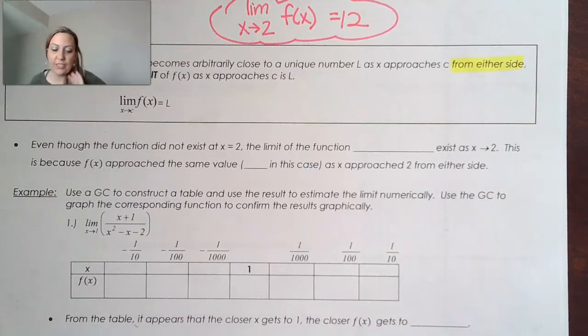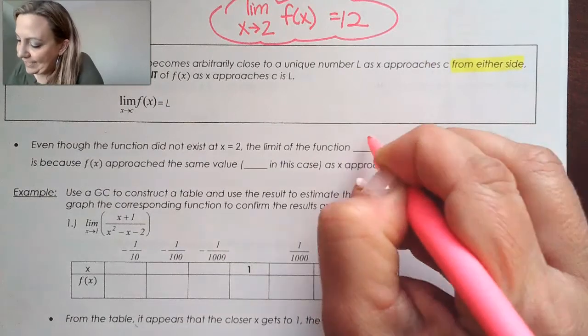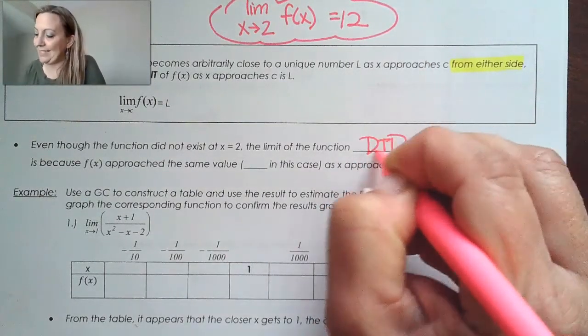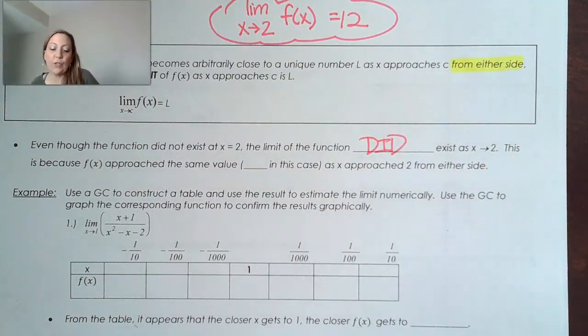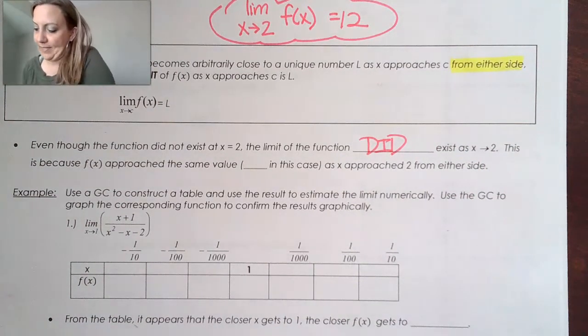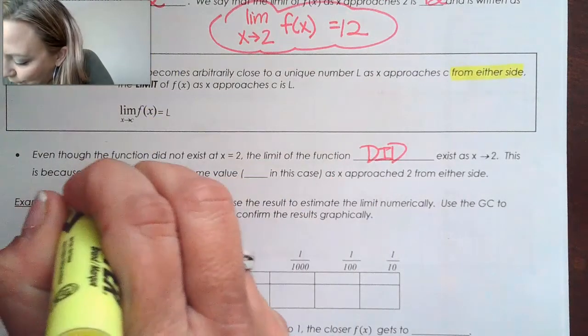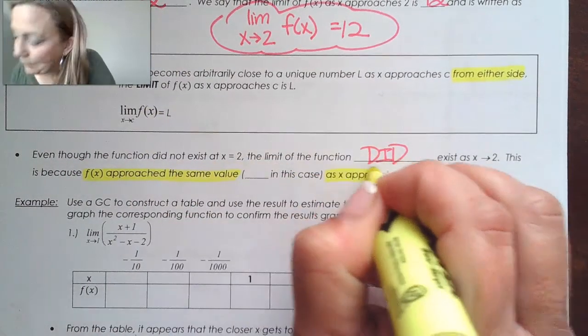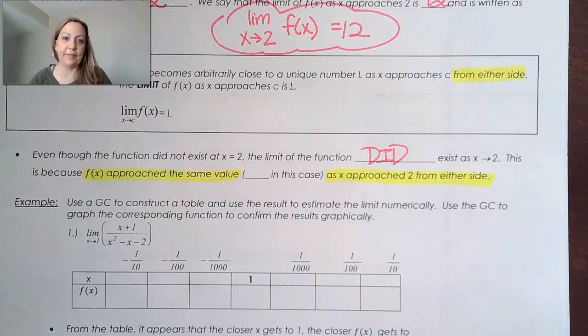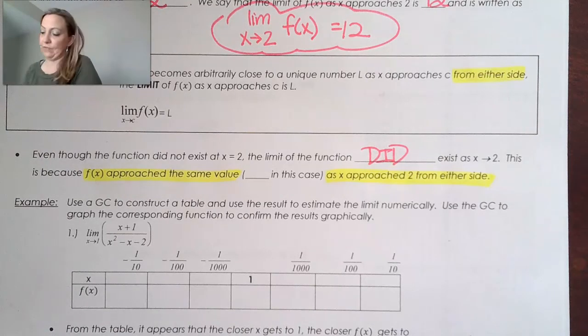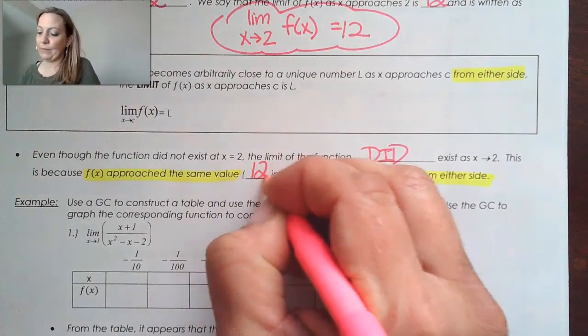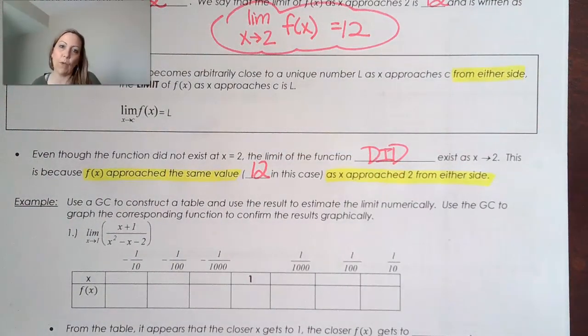So even though the function did not exist at x equals 2, the limit of the function did exist as x approaches 2. This is because f of x approached the same value as x approached 2 from either side. That's what means that a limit exists. It approaches the same value as x approaches a certain value from either side. So in this case, our limit was 12. Okay.